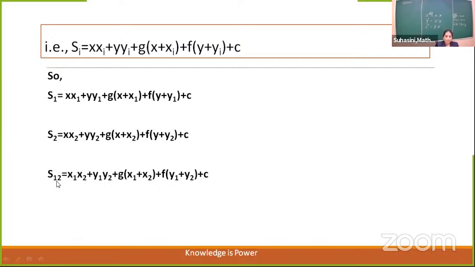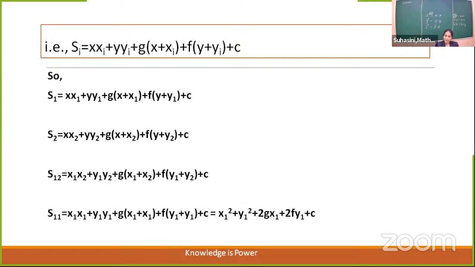For two pairs of variables, x and y, in two terms, the first one is taken suffix 1 and the second term is taken suffix 2. Here only one suffix is denoted, meaning only one set of x is substituted. So S12 is x1 x2 plus y1 y2. The same goes in the remaining terms. The first term takes suffix 1 and the second term takes suffix 2. In the f term and c, the suffix is 1 for the first term and for the second it is 2. If it is S13, it is x1 x3 plus y1 y3 plus g times x1 plus x3 plus f times y1 plus y3 plus c.